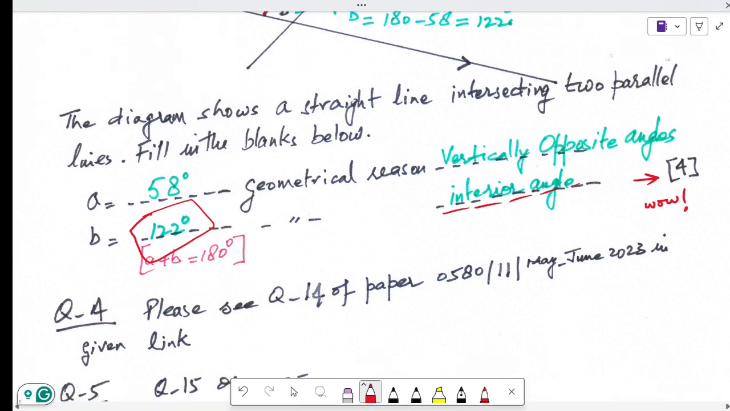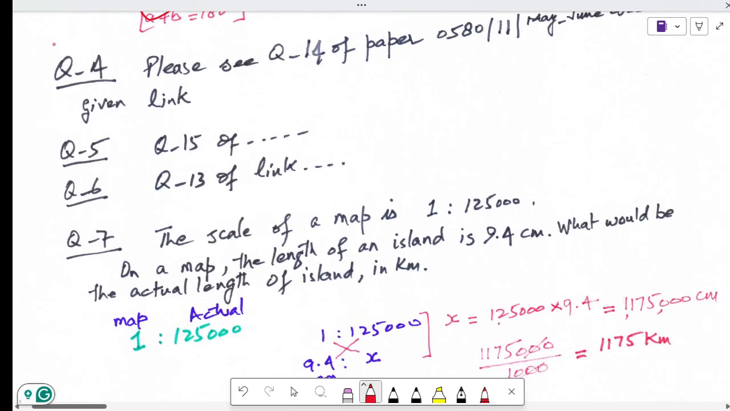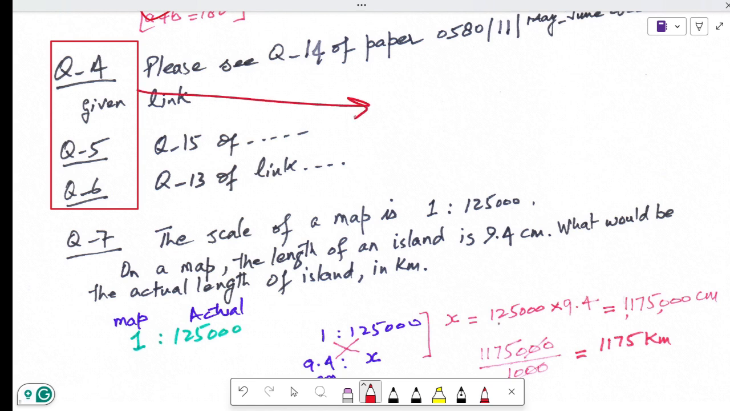Question 4, 5 and 6. They have been solved by me in question paper 11 of the same year. Link is given. You can go back to that link and see the solution.